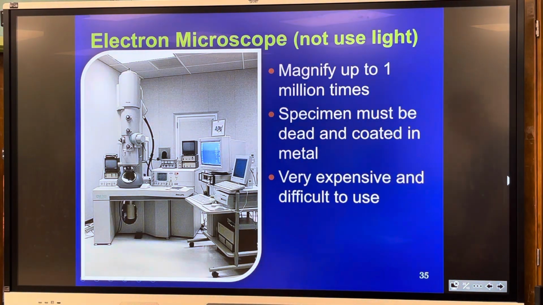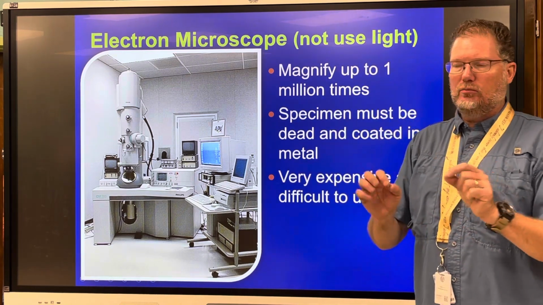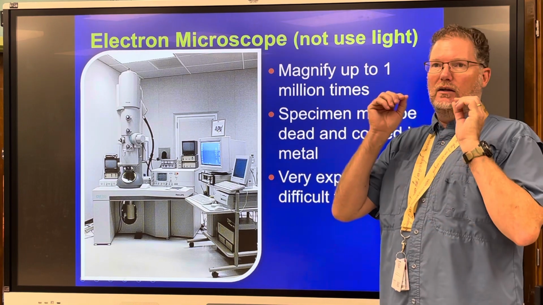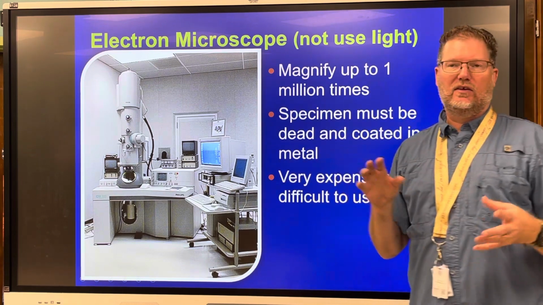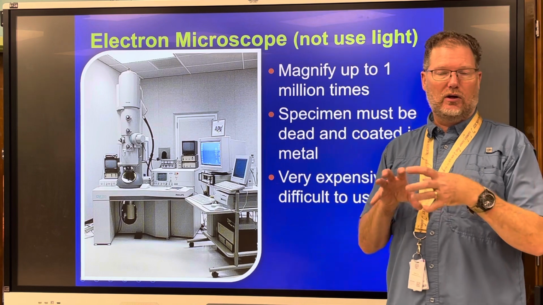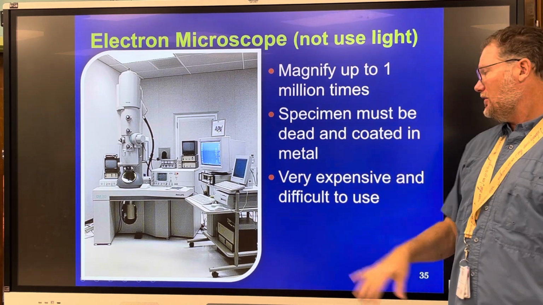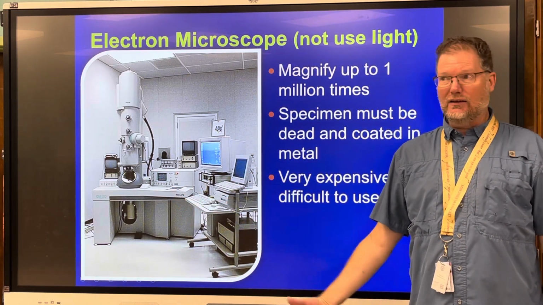And then finally, the last one that we're going to talk about, I have two more actually, is electron microscope. Okay, these don't use light. These use beams of tiny negatively charged electrons that kill the organism. Organism definitely dead, and they typically coat it with a metal, like even gold. They coat it with a thin layer of metal. Magnifies up to 1 million times, and it's very expensive. So units like this can be $1 million, at least.